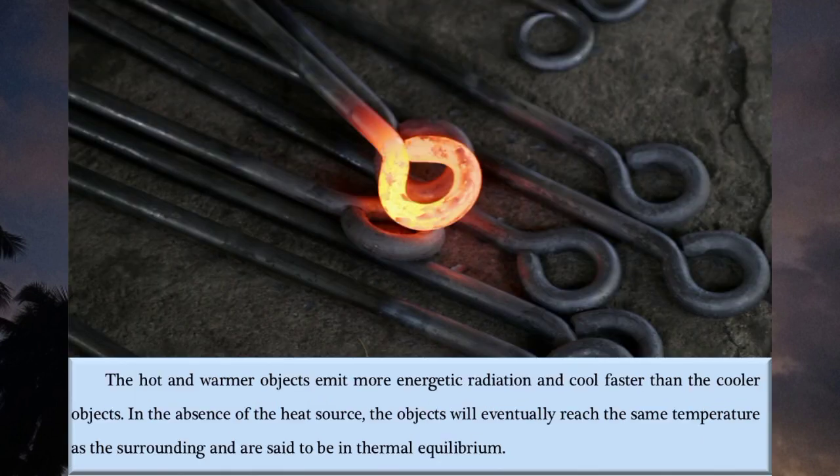Hotter objects emit more energetic radiation and cool faster than cooler objects. In the absence of a heat source, the objects will eventually reach the same temperature as the surroundings and are said to be in thermal equilibrium.